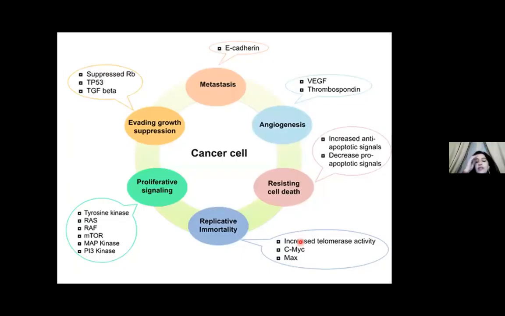So what are the features of a cancer cell? A cancer cell replicates immortally. There's no control on its proliferation. It has many proliferative signals. It evades growth suppression. It's not controlled by tumor suppressor genes. It evades any control of growth. It can metastasize. There is increased angiogenesis in a cancer cell in general due to stimulation of the vascular endothelial growth factor, for example. A cancer cell resists cell death.